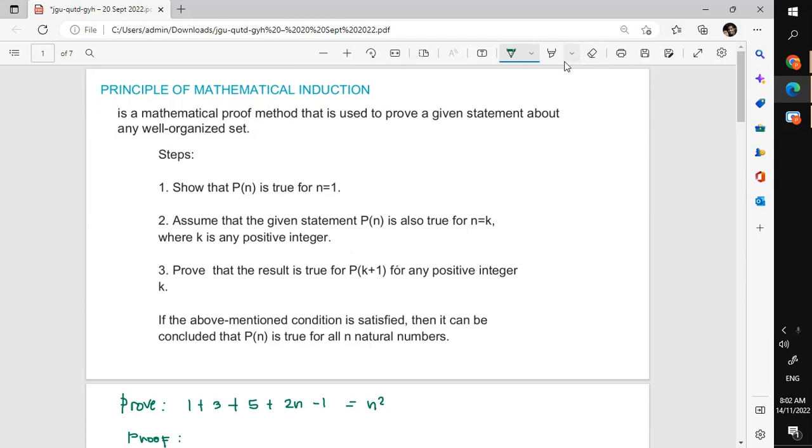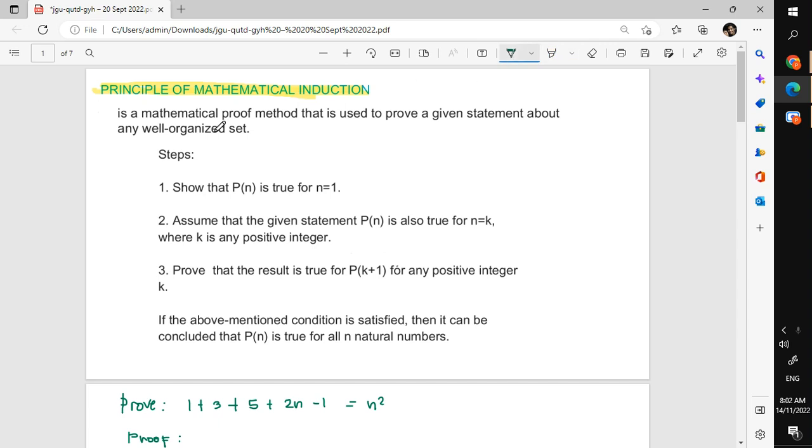Okay, so good morning, everyone. For today's meeting, we will discuss the principles of mathematical induction. Now, to apply this particular concept, we do have three easy steps. But before that, let us define what a PMI is.